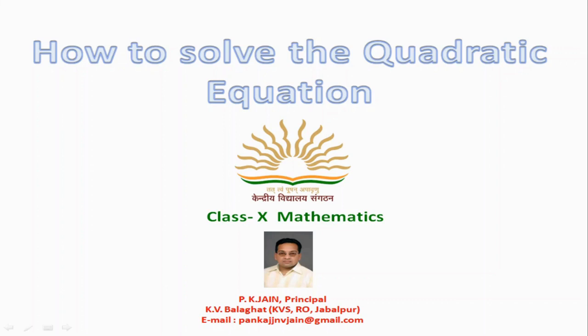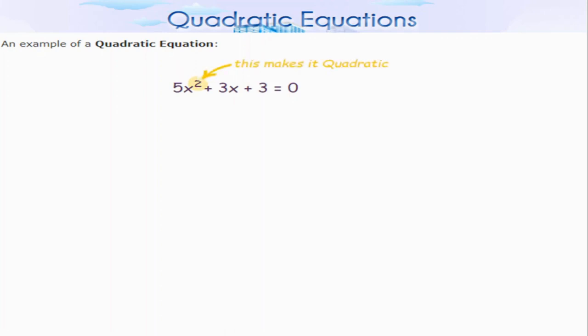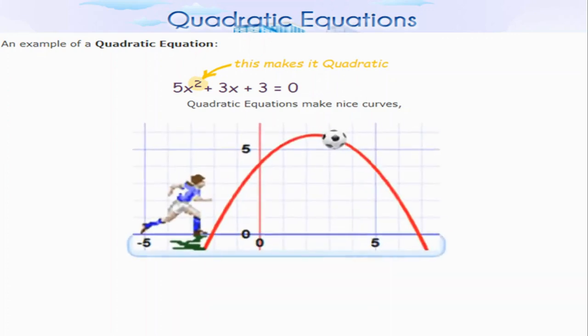So let us start. Quadratic equations. As you know, the maximum degree of x is equal to 2, as you can see here, and this makes it quadratic. As you know, a quadratic equation also makes a very nice curve.